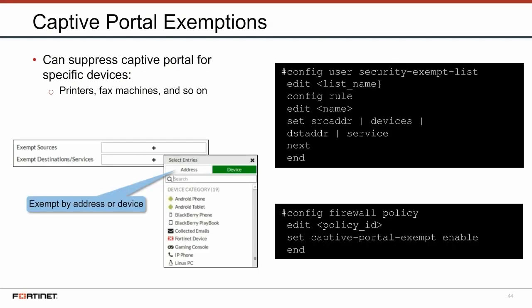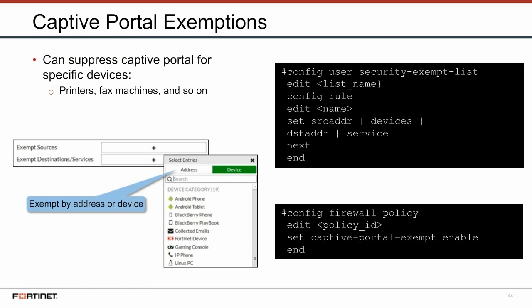You can also configure a firewall policy to suppress Captive Portal for specific devices, addresses, or services. This is useful for devices that are unable to actively authenticate, such as printers and fax machines, but still need to be allowed by the firewall policy. When suppressed, traffic that matches the source or destination is not presented with the Captive Portal login page.